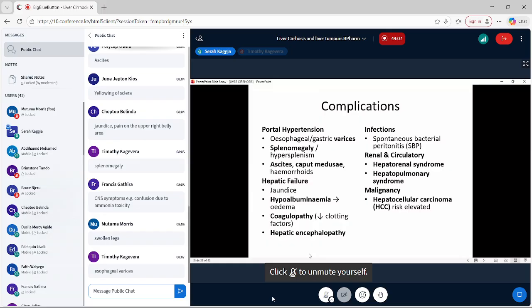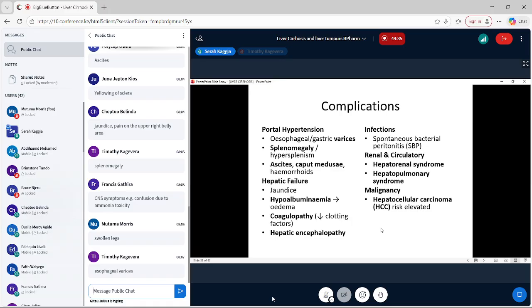I think they're also covered in chemical pathology. Then malignancy, the hepatocellular carcinoma. So of these complications, I'll only discuss portal hypertension and hepatocellular carcinoma. The others are like what you covered in your clinical chemical pathology. So we'll go to portal hypertension.